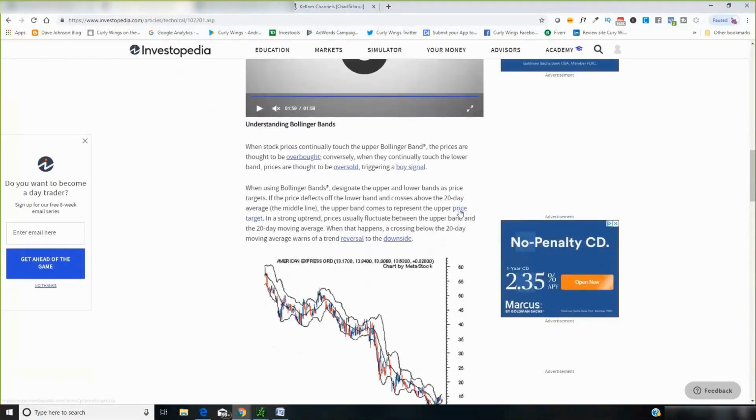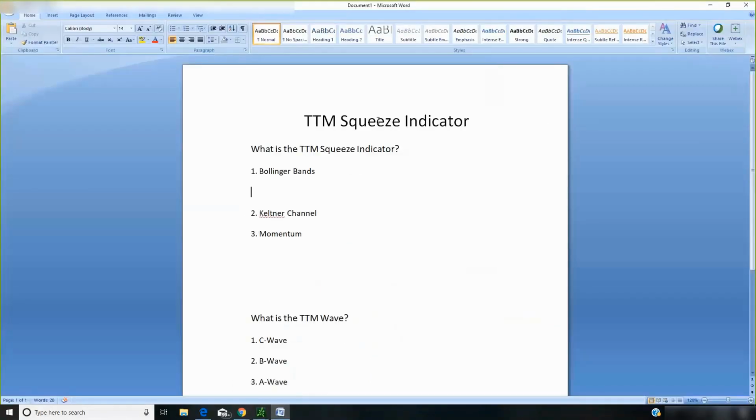But right here, here are some pictures of the bands. If you look here, when a stock price continually touches the upper band, it's considered overbought, oversold. The upper and lower bands are price targets. So let's just talk about price targets. But again, you can see how they expand. We're going to put it on the chart, and then it contracts. Going back to this indicator, John Carter, who created this indicator, would plot the Bollinger Bands on his chart.